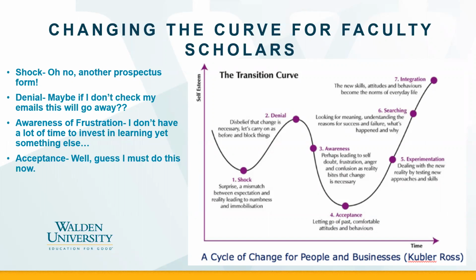Sometimes you'll see that your faculty or your peers will go through denial. This concept of, well, maybe if I don't check my email, this will go away. Or they ignore an email that was sent in regards to the change, thinking that if they just don't acknowledge it, then they won't be held accountable to that change. There's an awareness of frustration. So, I don't have a lot of time to invest in learning this.